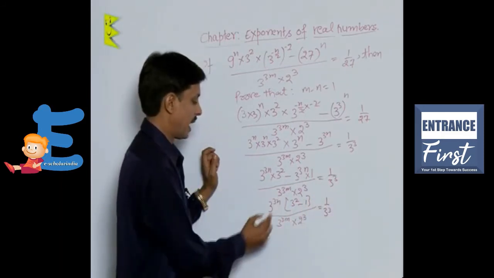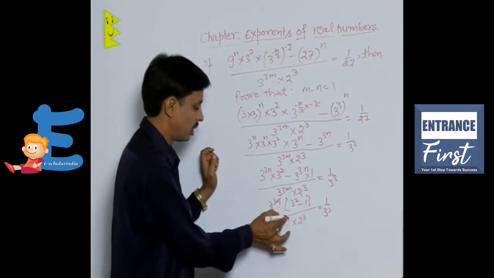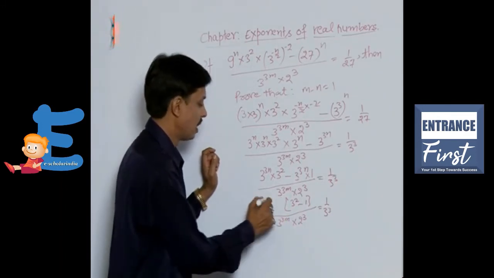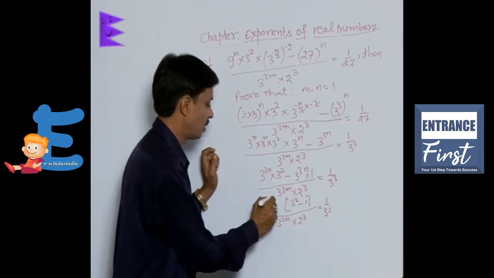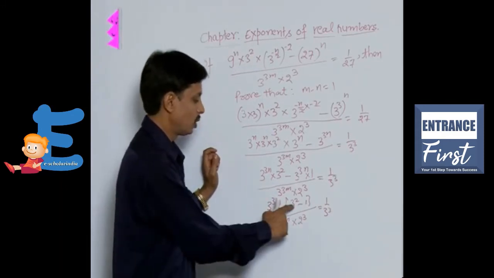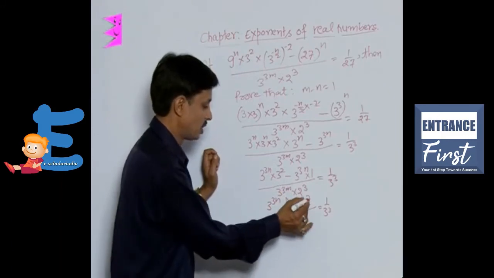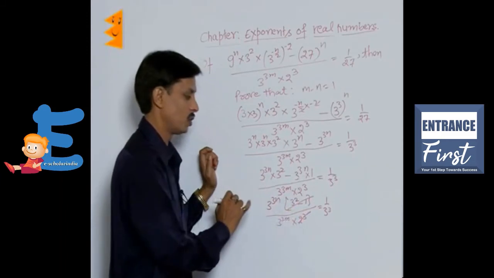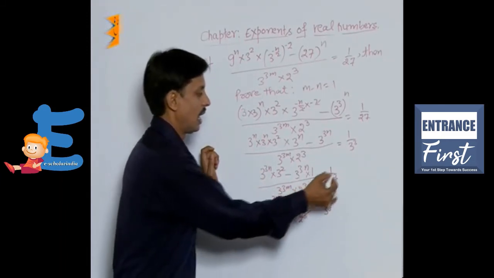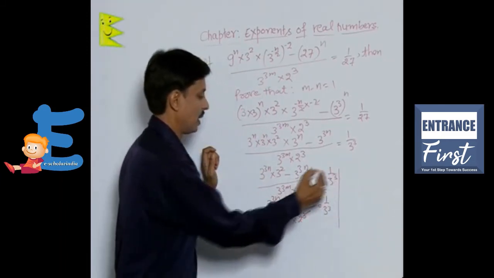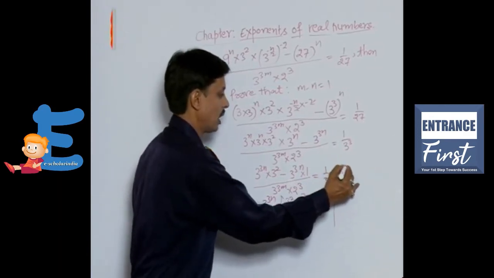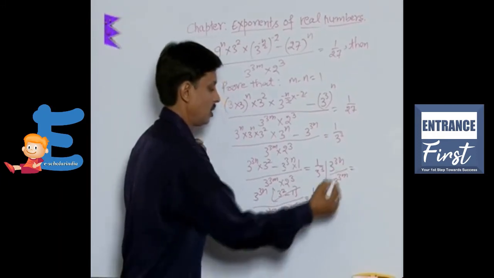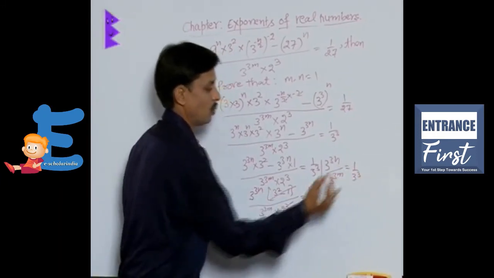And this result is equal to 1 by 3 cubed. I can say 3 to the power 3n and 3 to the power 3m, this is n and this is m, so we cannot cancel. Now 3 squared minus 1, this result is 8, because 9 minus 1 is 8 and 2 cubed is 8. So these two get cancelled. I am left with 3 to the power 3n upon 3 to the power 3m is equal to 1 upon 3 cubed.